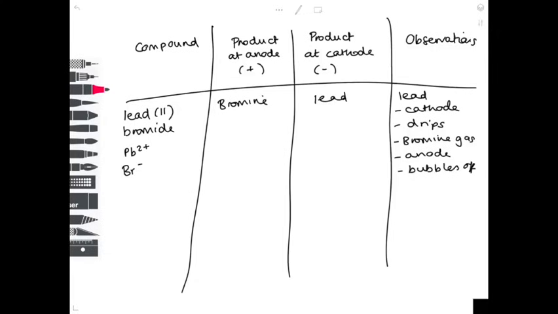Our next example is going to be concentrated hydrochloric acid. What are the ions involved again? That's H+ and Cl-. Again, opposites attract, which means that at the anode we're going to have chlorine produced. At the cathode we'll have hydrogen. These are both gases and they'll both be bubbled off.